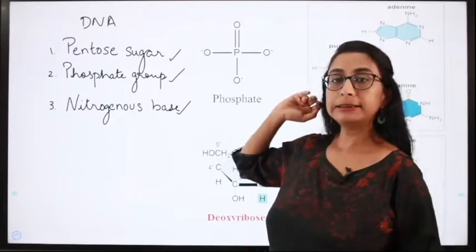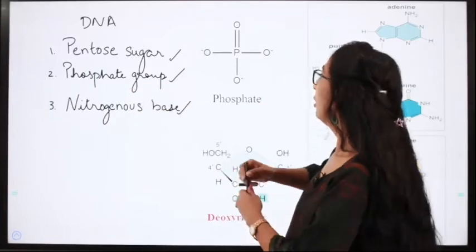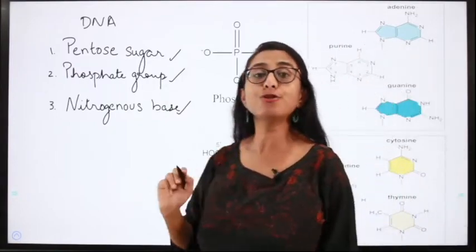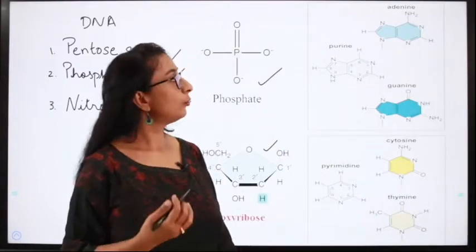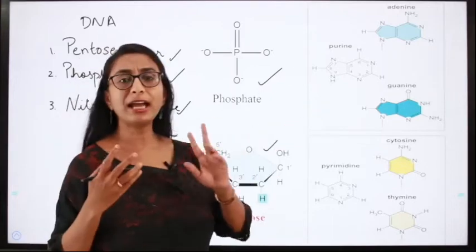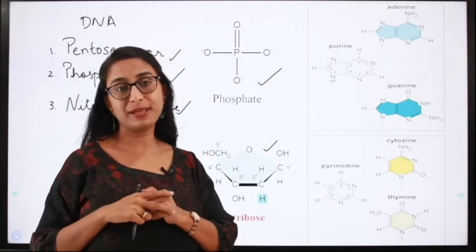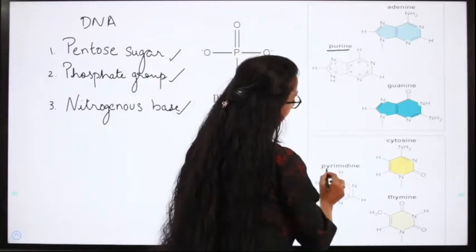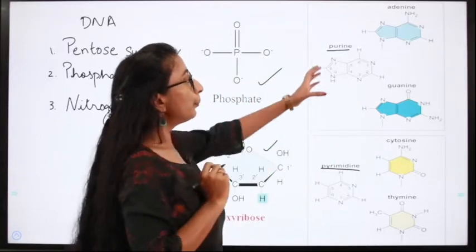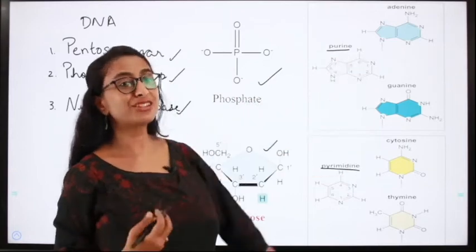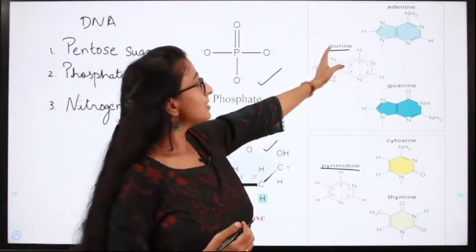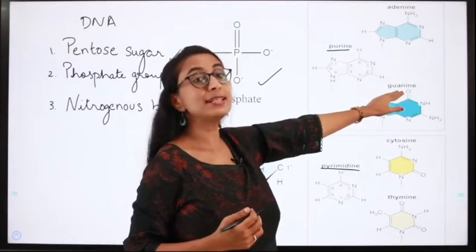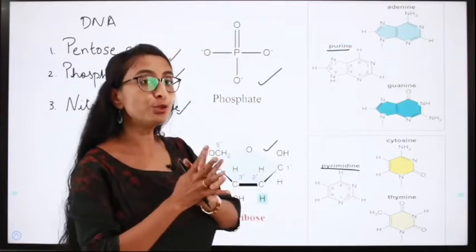So the DNA is composed of pentose sugar, phosphate group, and nitrogenous base. So what are the nitrogenous bases? We have 2 kinds of nitrogenous base. One is the purine and the other is pyrimidine. Purines are double ring structures. Under purines, we have two types. One is adenine and the other one is guanine. So we have two purines.